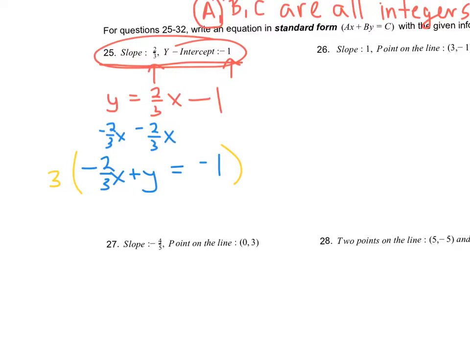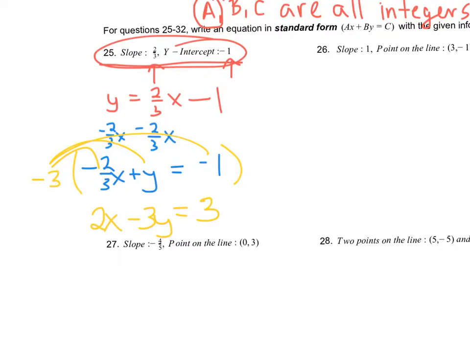Even further, though, I want to be smart before I do that, because if I multiply by 3, I'm going to get -2x here. But remember, a is supposed to be positive, so I don't really want to do 3. To save myself time, I would rather do -3 in the beginning, because when I distribute, that would make this a positive 2x, and that saves me a step. Then -3 times y is -3y, and -3 times -1 is positive 3.